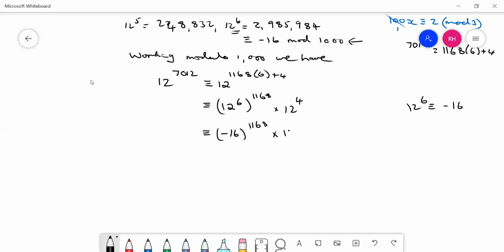What's 12 to the 4? I've already worked that out actually. I'll just leave it here. We'll pick that up later. Okay, now I'm raising a negative number to an even power, so that'll just be 16 to the 1168 times 12 to the 4. So now I have to repeat the same sort of idea, but now I'm using 16. I have improved it. I've gone from a power of 7,000 roughly to 1,000. So 16 squared is, I think it's 256, isn't it?